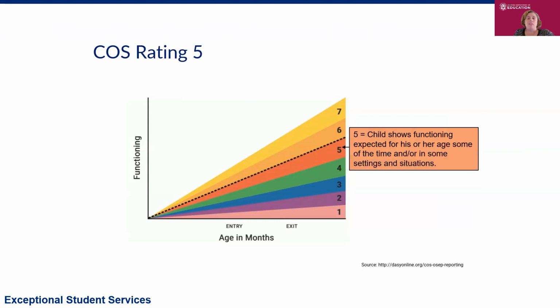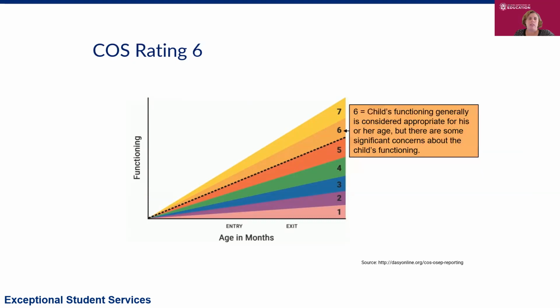With a rating of 5, children are showing functioning expected for his or her age some of the time and/or in some settings and situations. Then when we cross this dotted line that you see on the slide here, we're moving into age expected. So 6 would indicate that the child's functioning generally is considered appropriate for his or her age, but there are still some significant concerns about the child's functioning.